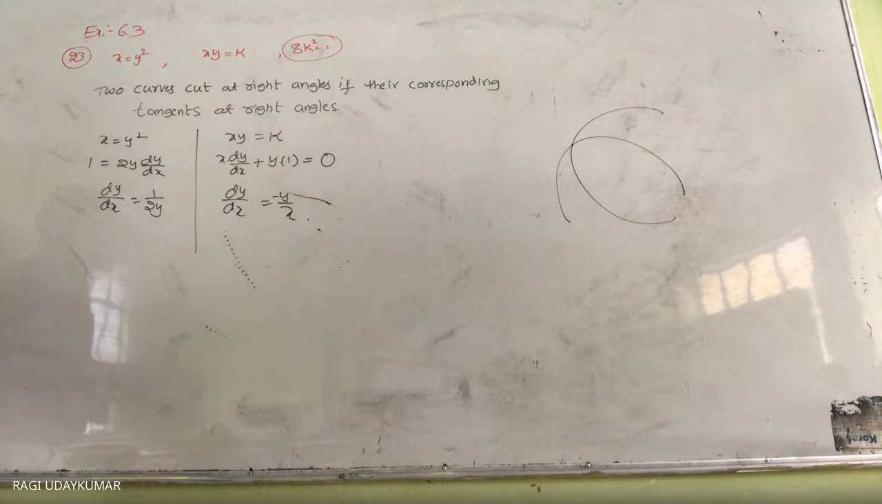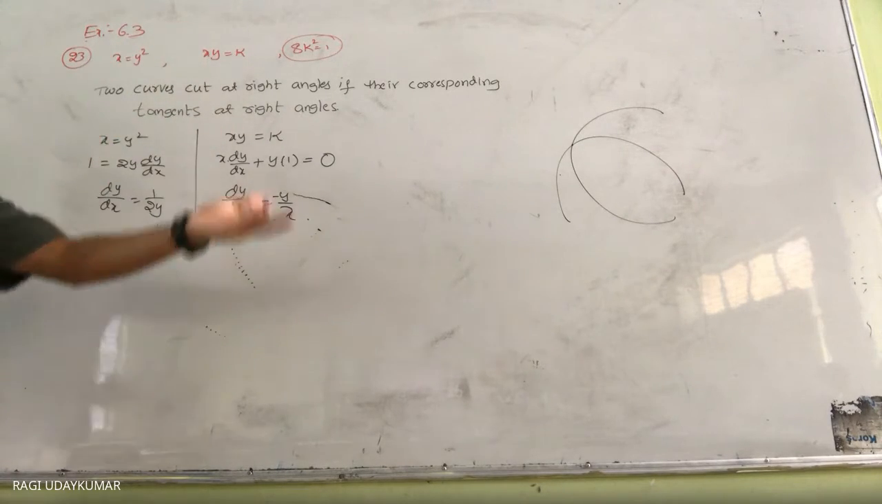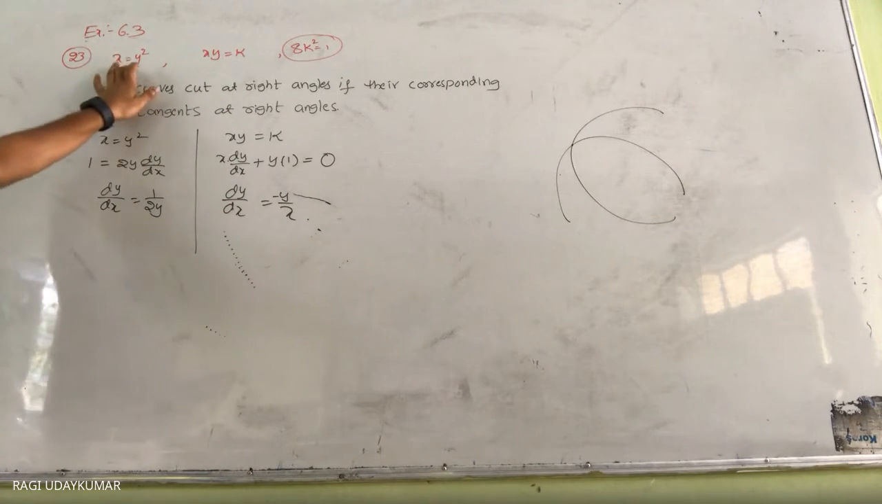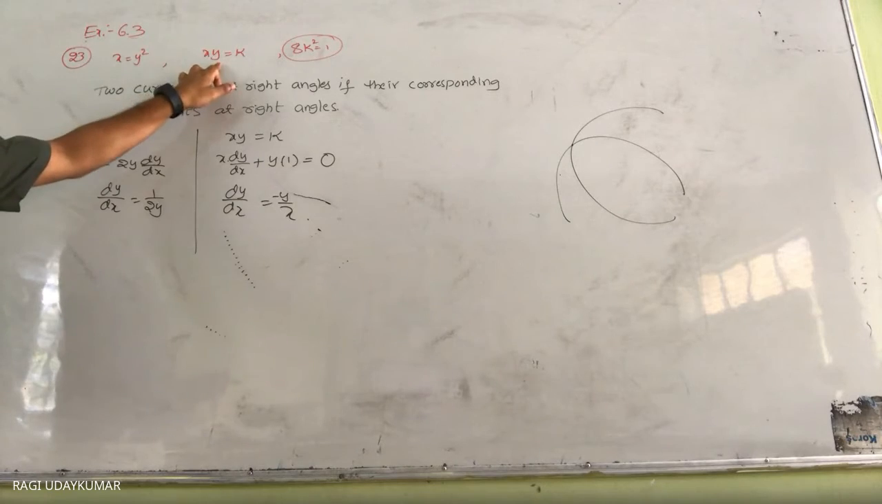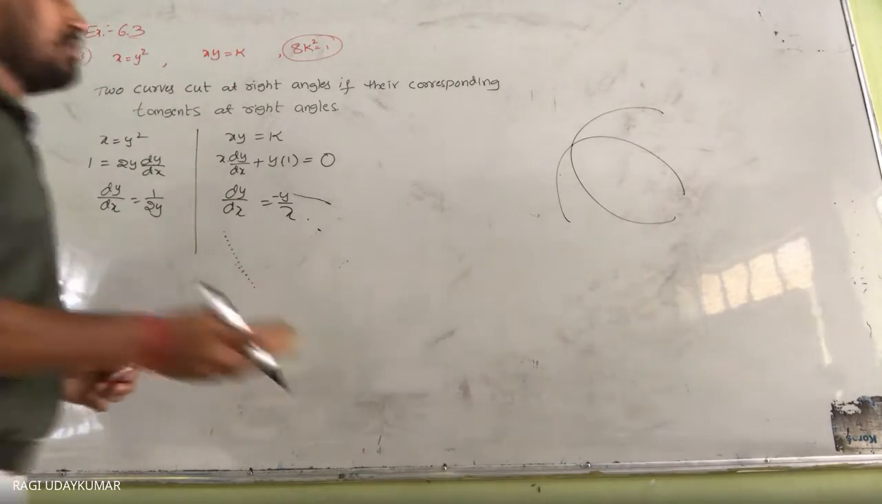So what is the intersection point of these two? Tell me the intersection point of both; you have to solve both. How do you solve? x equal to y square. Substitute this x value, y square, in the other equation.